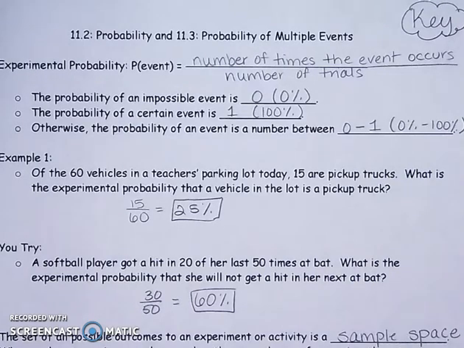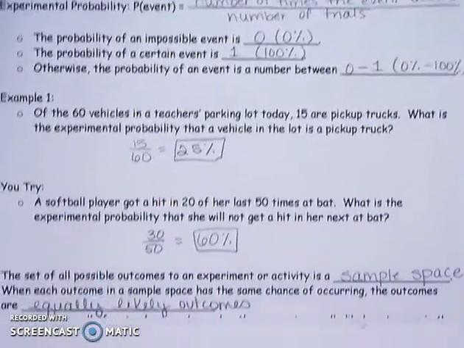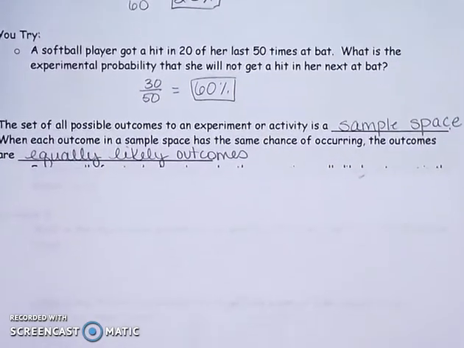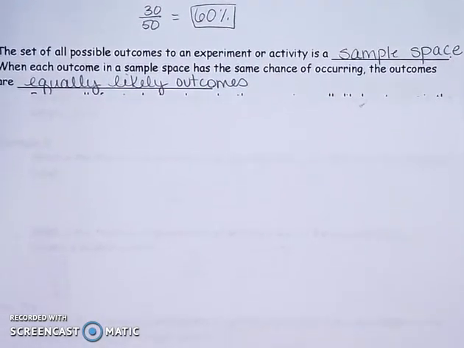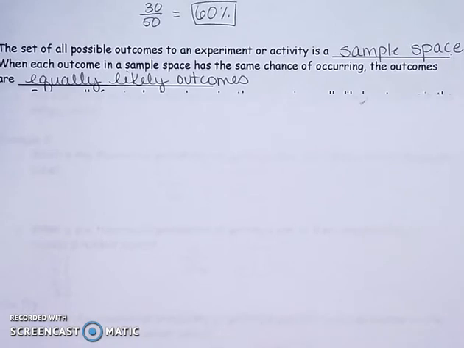Then the set of all possible outcomes to an experiment or activity is called a sample space. When each outcome has the same chance of occurring, it's called equally likely. An example of this would be flipping a coin or rolling a dice, as long as it's not weighted.